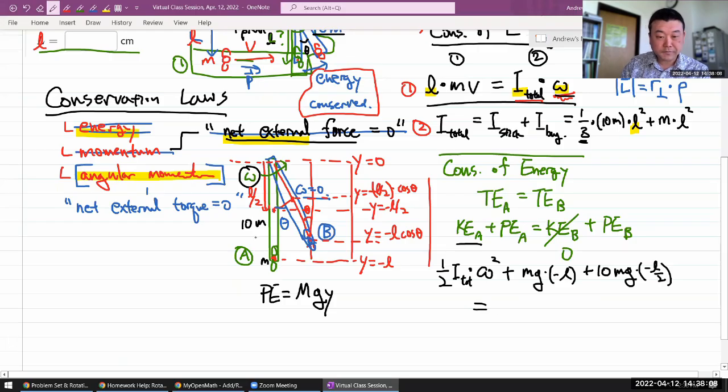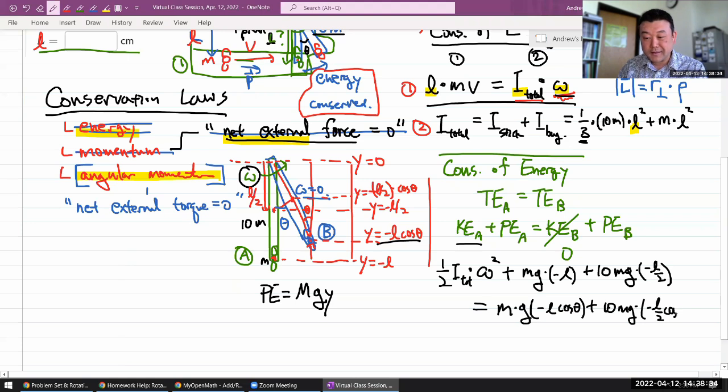All of that's equal to the right-hand side. Kinetic energy was 0. So you only have to worry about the potential energy at point B. So that'll be the potential energy of the bug coming from this position here. Mg times minus L cosine theta plus 10 mg times minus L over 2 cosine theta for the stick. All right, I have that.